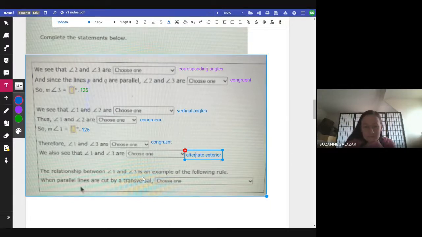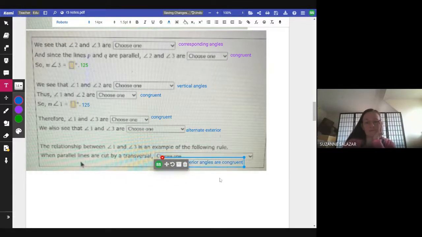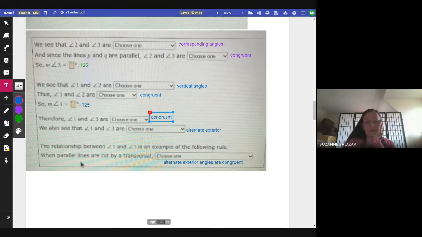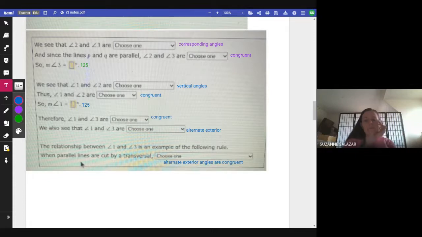And so the relationship is that when parallel lines are cut by a transversal, alternate exterior angles are congruent. So there's a chance that I did those backwards, but from the wording, I'm pretty sure that it goes this way.